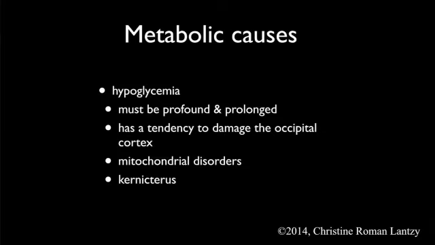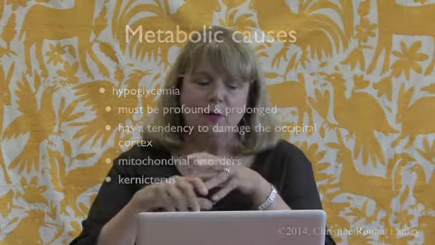So the brain needs 2 things to really survive: glucose and oxygen. The lack of oxygen can result in asphyxia or other conditions that we've talked about. And when the glucose levels really are very atypical, we can see hypoglycemia.